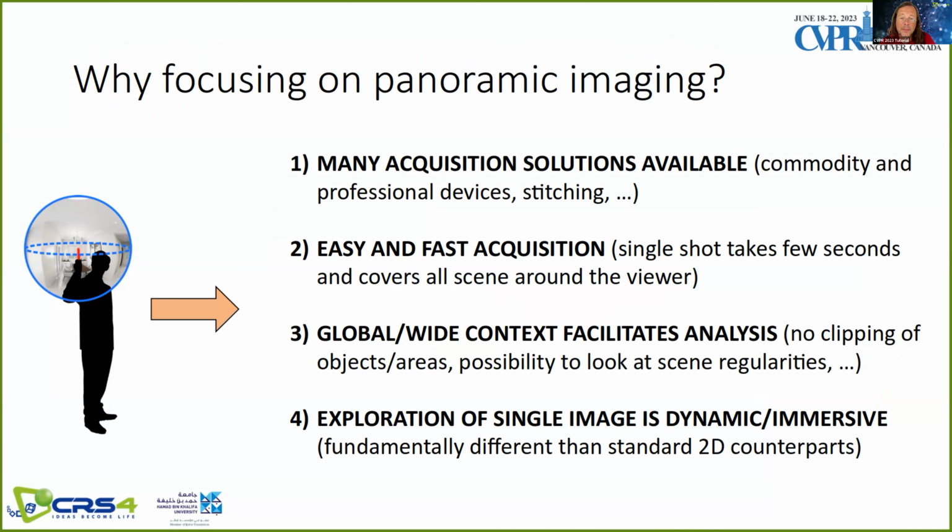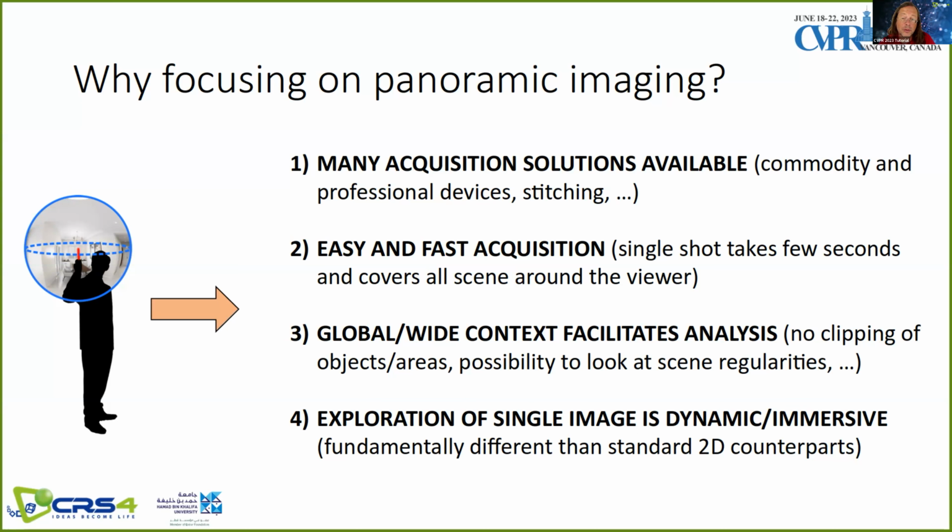First, there are many acquisition solutions available, from commodity and professional devices like 360 cameras, which capture panoramas in single shots. You have professional ones and also very low-cost ones that are available, but there are also several software solutions that stitch multiple images into panoramas. Second, acquisition is generally easy and fast. If you take a 360 camera, taking a single shot per room allows you to have indoor mapping in a matter of seconds.